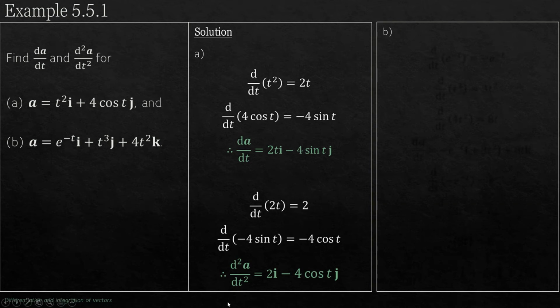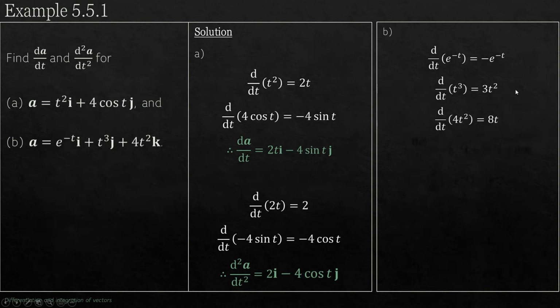It's the same process for the other question, part B. It's in 3 dimensions. Separate each term and then put them all together at the end. So differentiate e to the minus t, we get minus e to the minus t. Differentiate t cubed, we get 3t squared. Differentiate 4t squared, we get 8t. And then this is the i component, j component, k component, and there we have our first derivative.